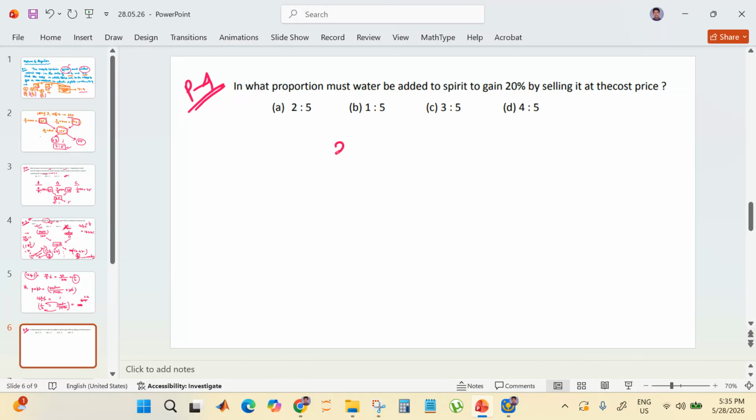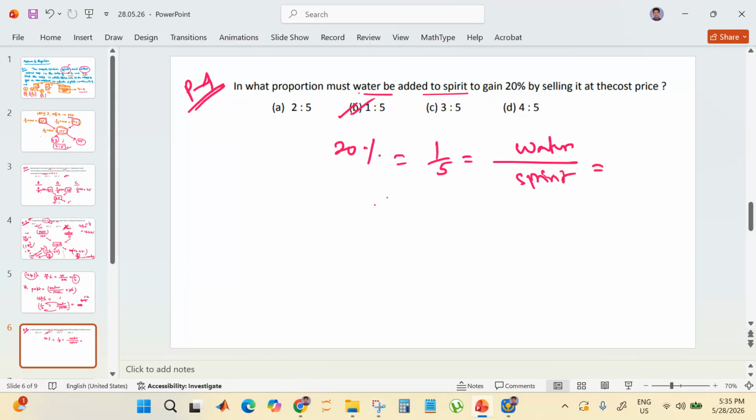20% profit. That means 1 by 5. And here also profit means water by spirit. So must water be added to spirit? So water is asked. So 1 is to 5. Very simple.